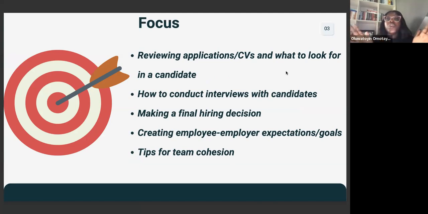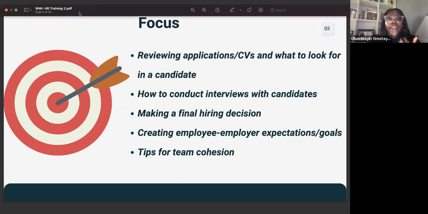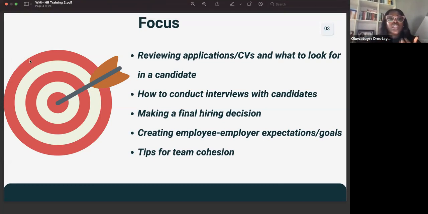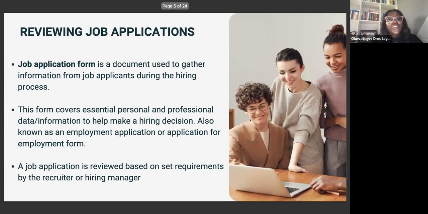Okay, and when you hire these great people, we're going to look at how you can create expectations. Remember that when employees come into the organization, they have expectations. And you, as an employer, also have expectations from your team members. So we are going to take a look at that. All right. So let's go straight into what we have for today.